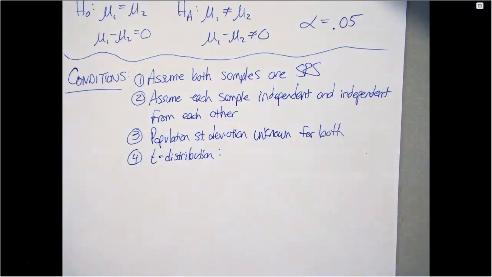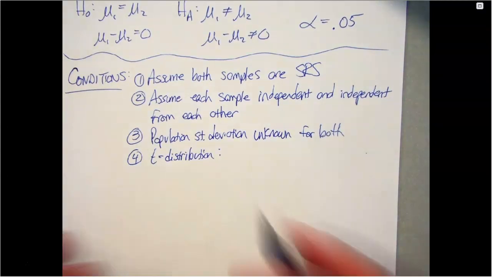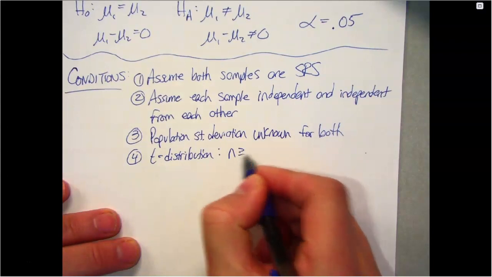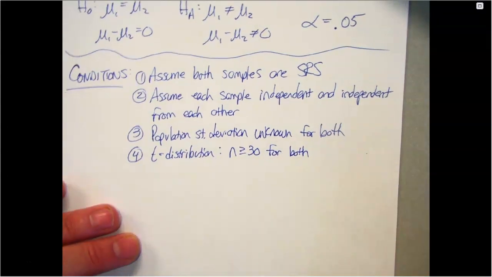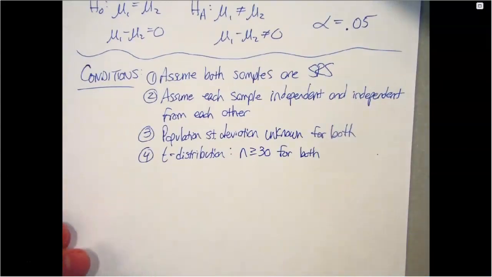And then why is the t-distribution okay for both of these? N is greater than or equal to 30 for both. We have a large sample for both. If there wasn't a large enough sample, I would hopefully it would say population normal. Because if it didn't, then we'd have to look at dot plots to make sure those look good. Good so far?